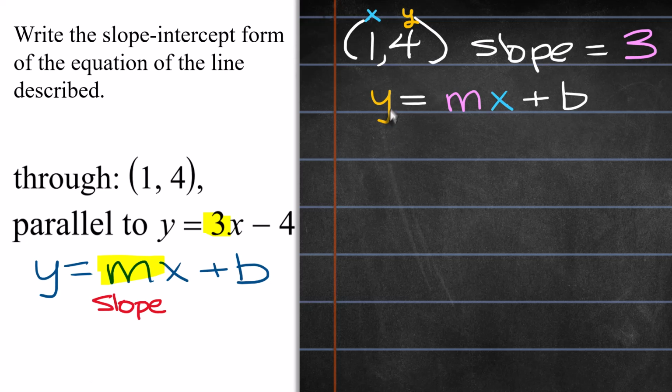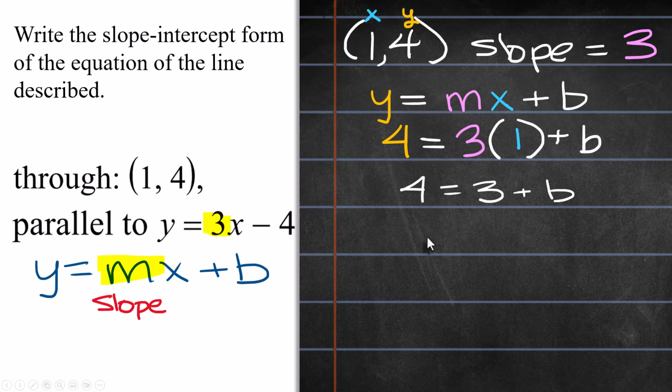We know that the y is 4. The slope m is 3. And x is 1. You see, I just put all those numbers in there. I hope the color coding is helpful. Now we multiply 3 times 1, we get 3, so I'm just rewriting this: 4 equals 3 plus b. I need to solve for b, so I'm going to subtract 3 from both sides, and I find out that b equals 1.